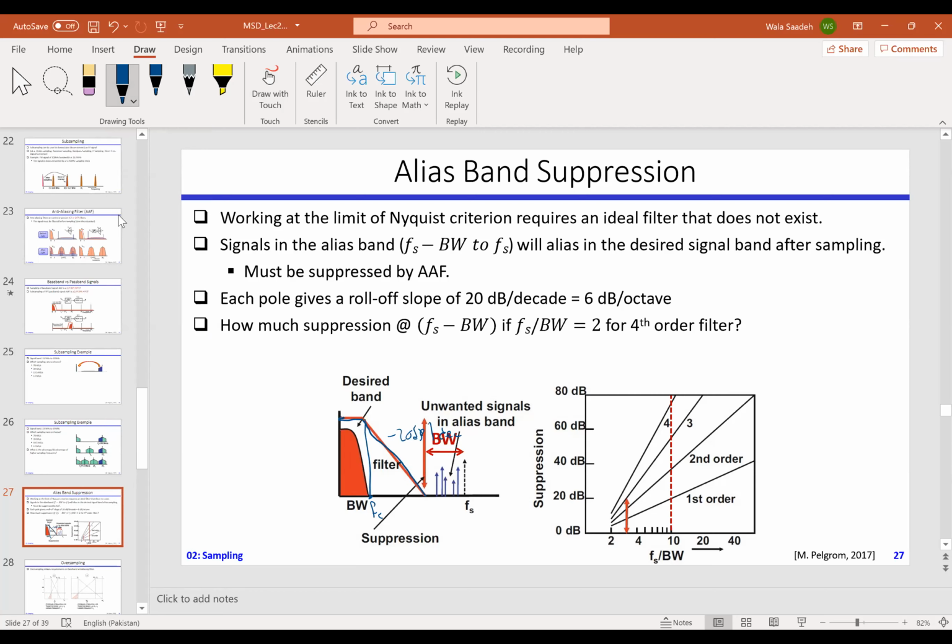Now, if there were more, if you have 2 poles, you will have minus 40 dB. If it is 3 poles, you will have minus 60 dB per decade. Fourth, you will have minus 80 dB per decade. But in reality, it does not just start at this particular point and start decreasing. This is basically a simplified model.